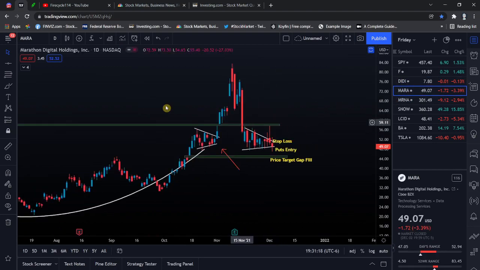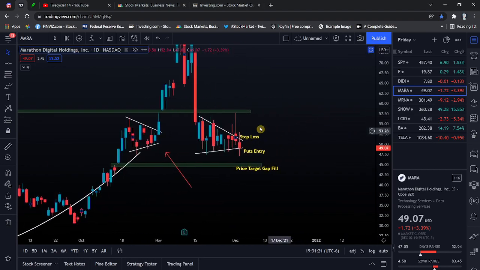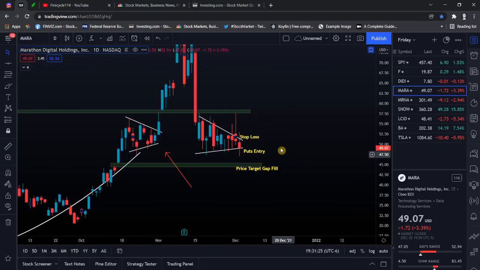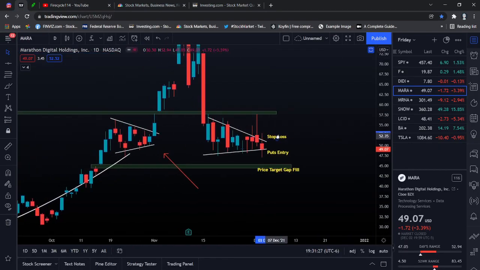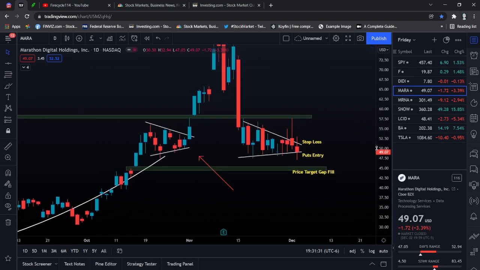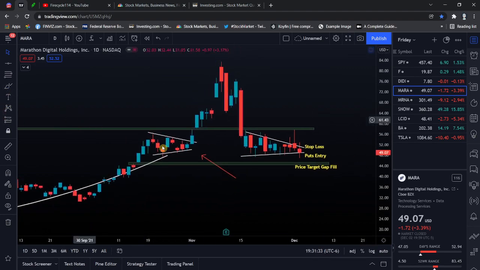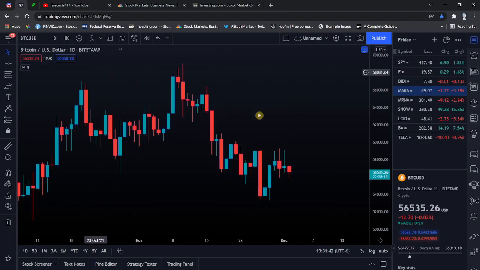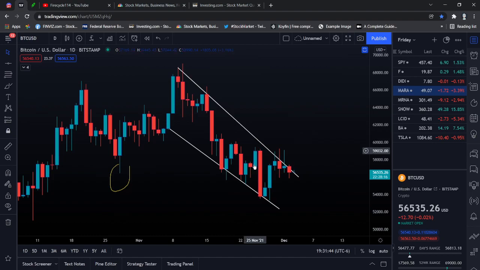The next one is Mara. Okay, and we did play calls on it 2 days ago. So I'm taking a look at Mara. We have this symmetrical triangle, and I'm looking at a puts play. Now, the reason is, okay, first of all, we have this symmetrical triangle, but we also have this head and shoulder on Mara. Now, even taking a look at Bitcoin, okay, it's not breaking out.